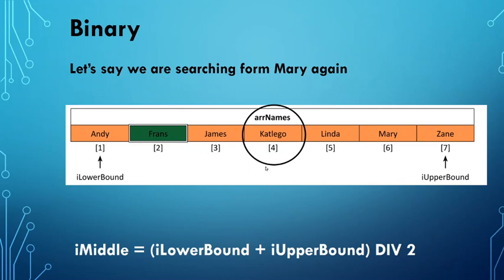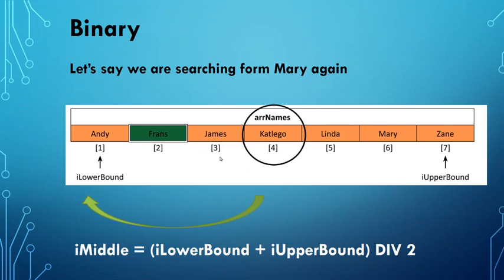And then we can ask this question: is Mary in position 4 of our names? If not, we can ask, is it smaller than that? And if the answer is yes, what we have to do is change our upper bound, not from position 7 to the middle, but to the middle minus 1, because we know it's not the middle, so we have to check there.